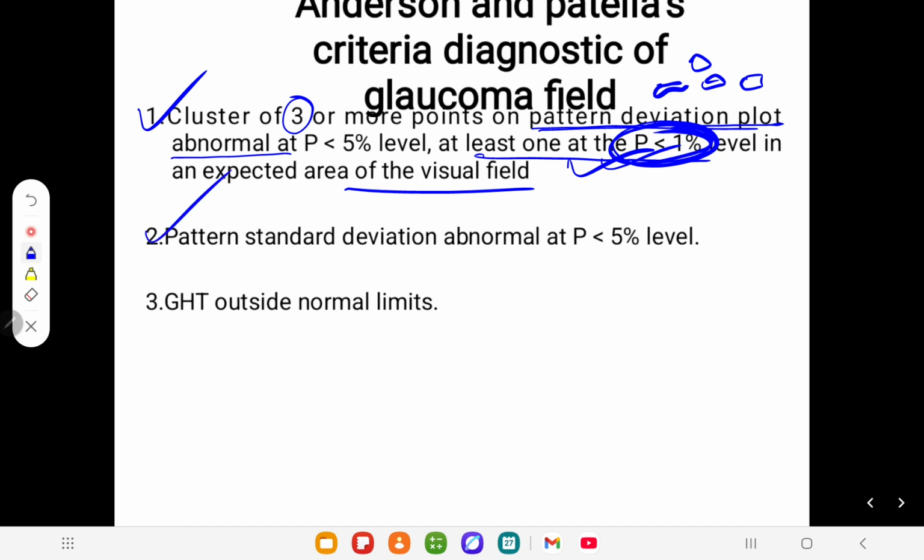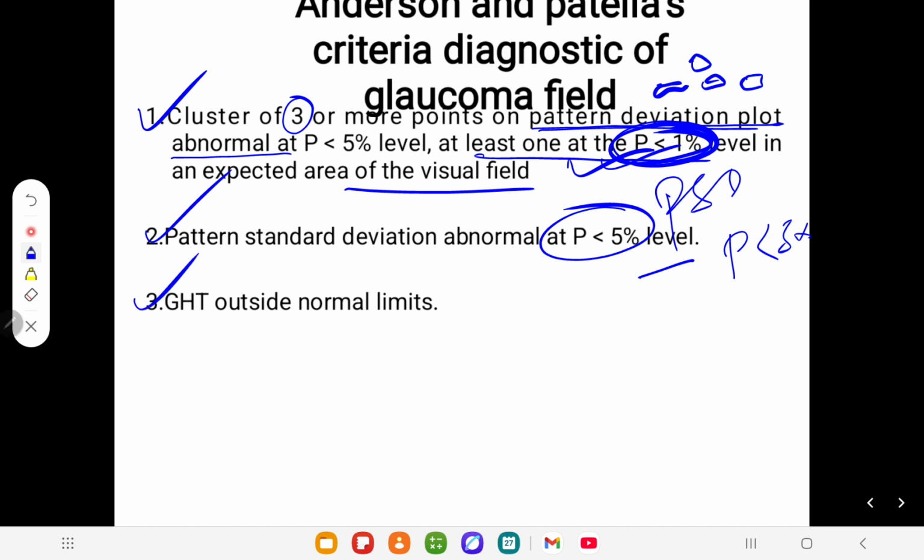Okay, the second important point is pattern standard deviation abnormal at the level of p less than 5%. I have already told you that if there is no p in pattern standard deviation or mean deviation, you don't think about it. You just leave it, you consider it normal, finished. But whenever there is pattern standard deviation with a p value, obviously it doesn't have plus or minus, whatever number it has, p less than 5%, at that particular point you become cautious, because one of the Anderson's criteria fits.